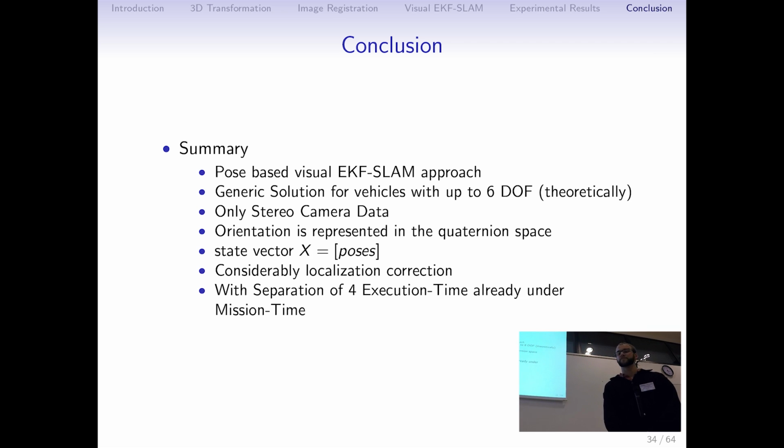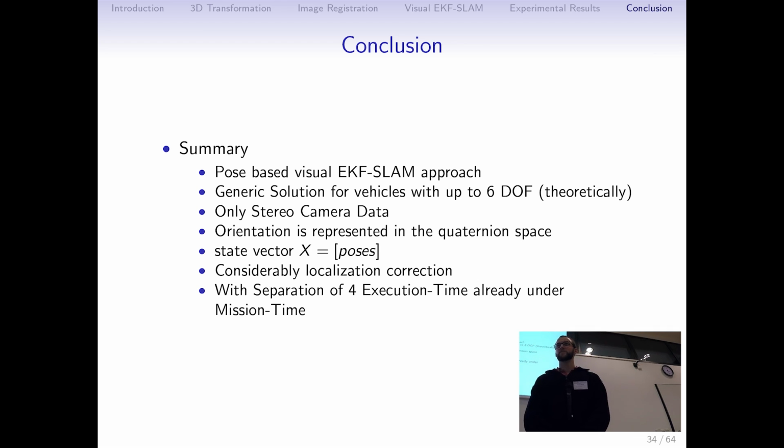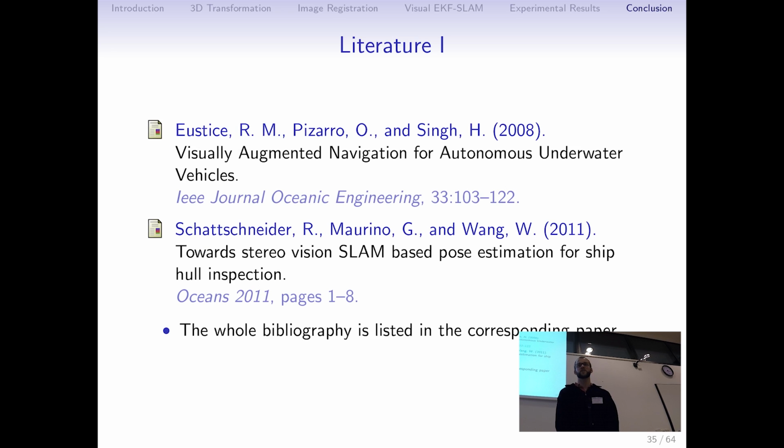So, the conclusion. We presented a pose-based visual AKF SLAM approach for vehicles actually with up to 6 degrees of freedom, but we were only testing it with autonomous underwater vehicles, so just theoretically. We are using only stereo data, and the orientation was represented by the usage of quaternions, so in the quaternion space. The state vector again only consists of the poses, and with a separation of 4, the execution time was already under the mission time. Thank you very much for your attention, and now we have plenty of time for questions.